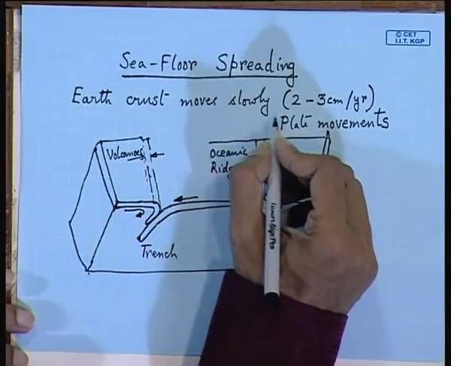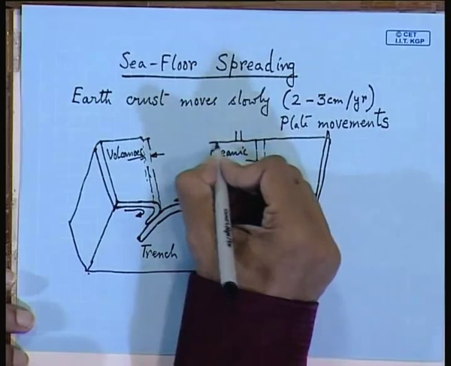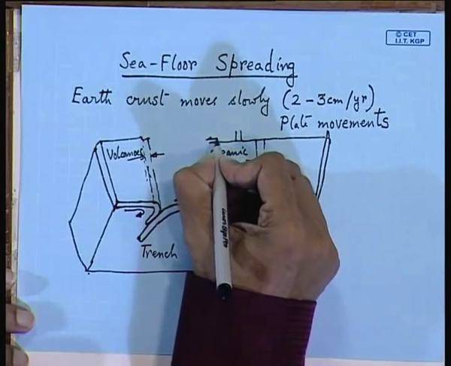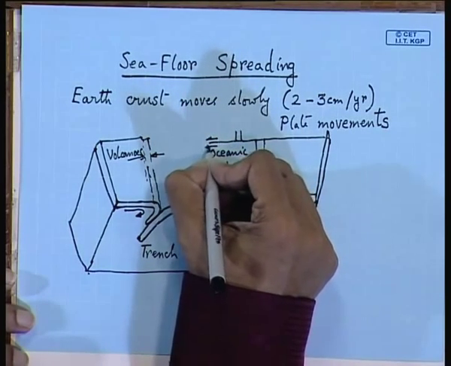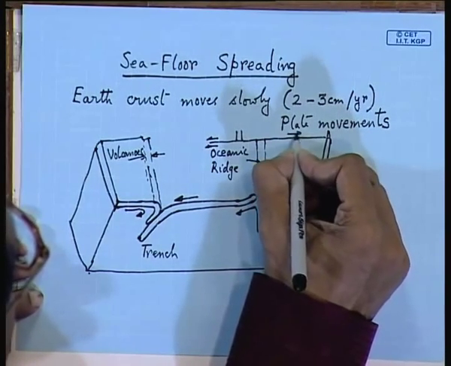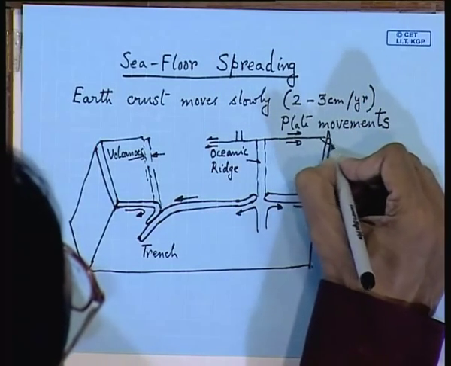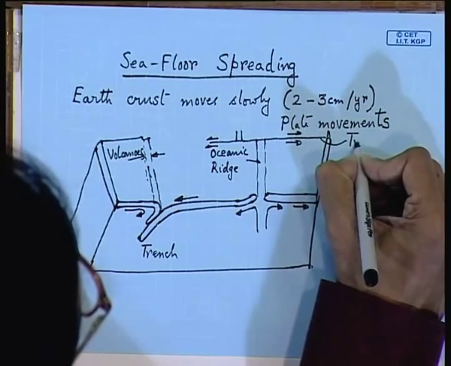Now, in this direction you will find the plate movements taking place in this direction. So, this is called a transform fault.